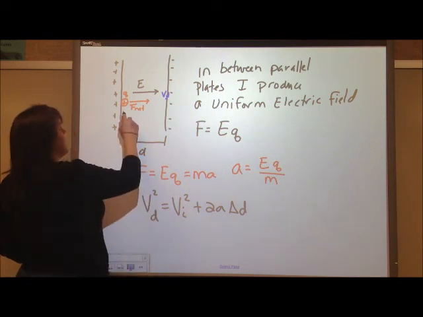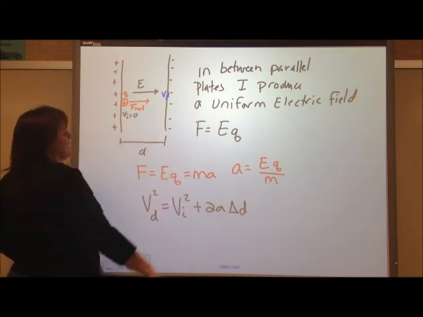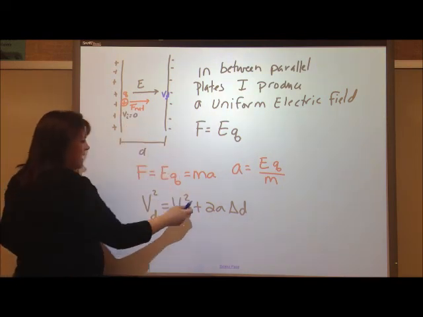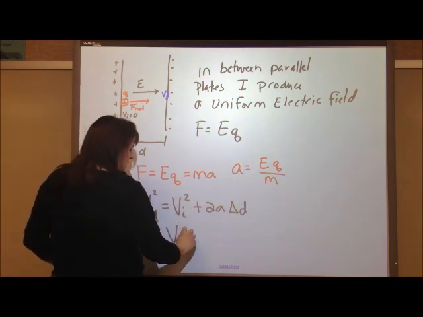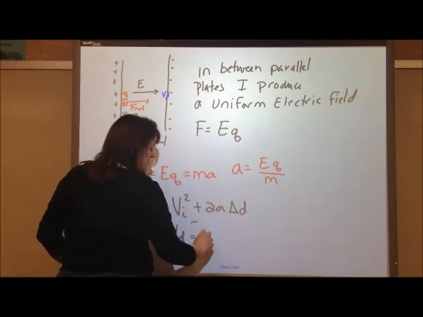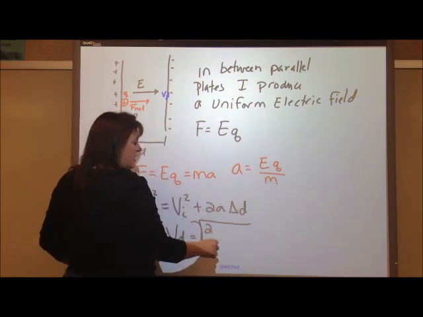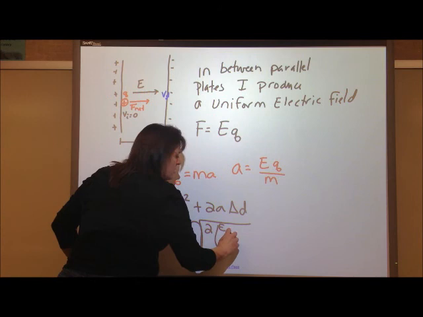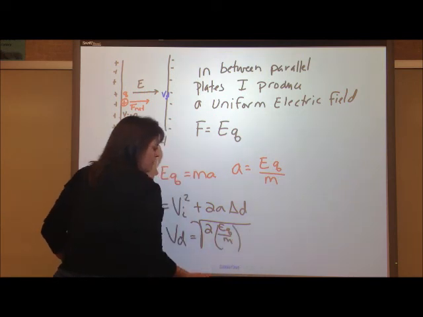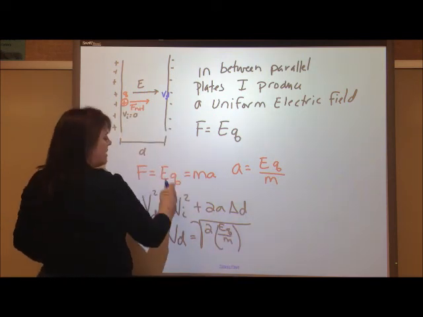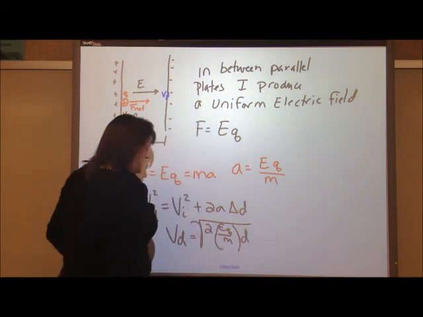We're going to say that my initial speed here is 0, right? That makes life easier. So that means that the speed when it hits d is the square root of 2 times the acceleration, which is eq over m, multiplied by the distance it travels, which is d.